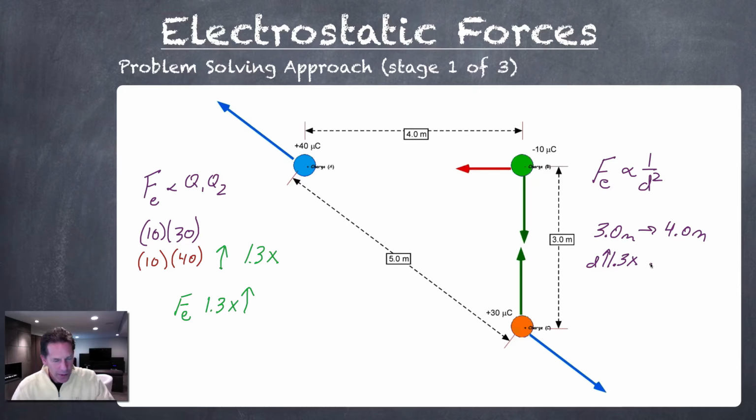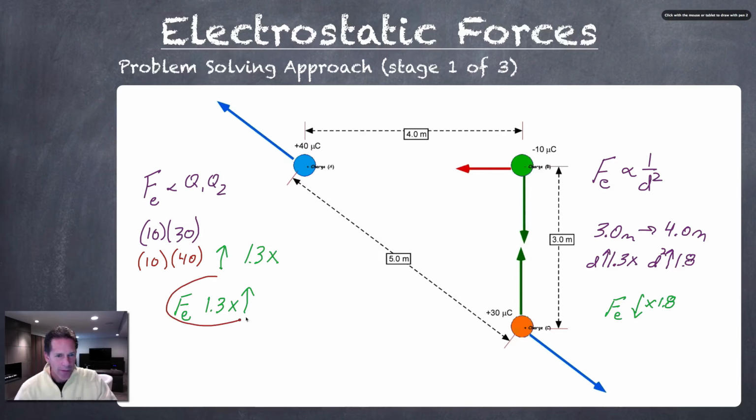So we had an increase, again, of about 1.3 times in our distance. But remember, this is related to 1 over d squared, so we need to look at the impact on the square of the distance. If I square 1.3, we get about 1.8. So in other words, d squared will increase by about 1.8. Therefore, the electric force will be about 1.8 times smaller due to the change in distance between the charges. So if we compare those two scenarios overall, we have an increase of 1.3 due to the difference in charges and a decrease of 1.8 due to the change in distances.